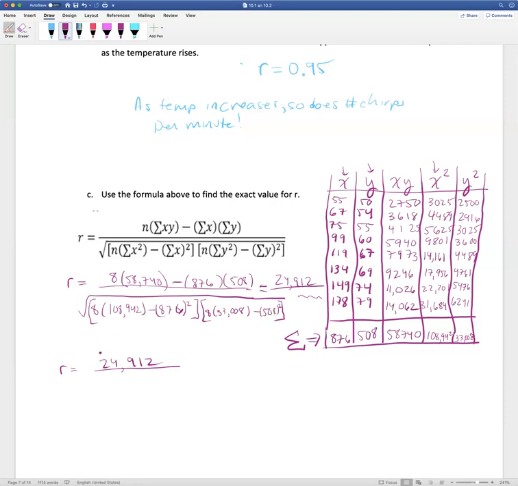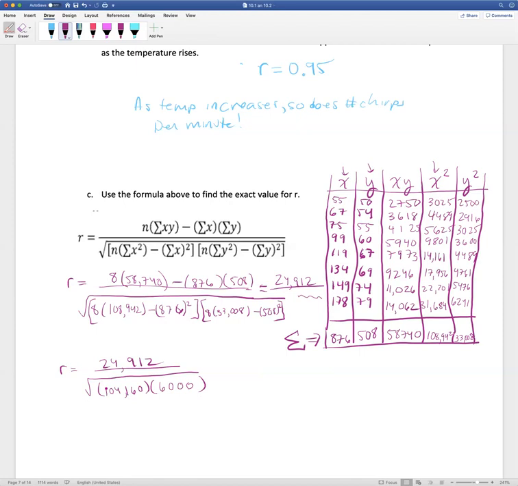Okay, so here's what I'm going to do. I'm going to figure out what each one of these little bits are equal to, and we reduce them down to just 2 factors. 8 times 108,942 minus 876 squared, and I get 104,160. Okay, so the second bit is 8 times 33,008 minus 508 squared, and I get 6,000.